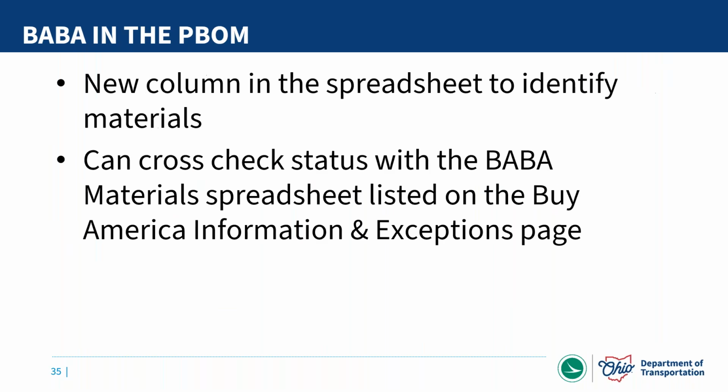In order to help figure out what materials you need a specific certification for, we have included a new column in this spreadsheet to identify those materials. You can also cross-check an item's status with the PBoM materials spreadsheet listed on the Buy America Information and Exceptions page on ODOT's website.